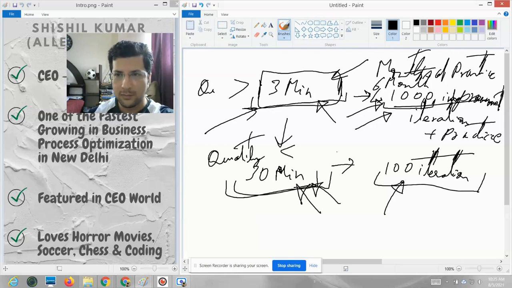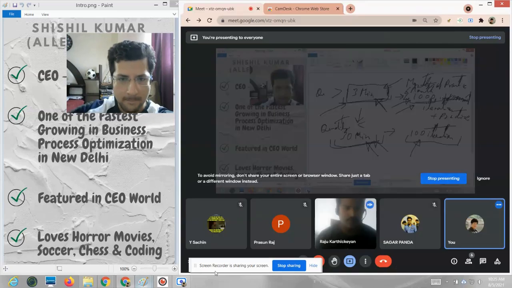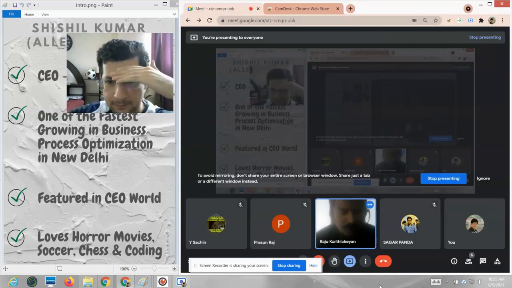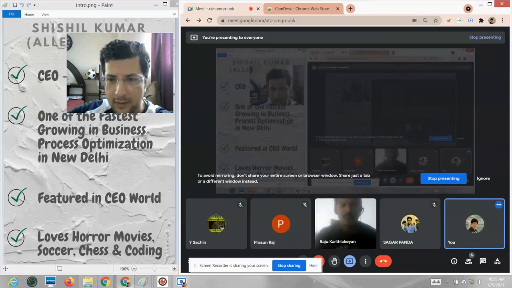So when we are applying the concept of latency reduction, which I will explain later on, basically we are focusing on reducing this length of the feedback loop. That's what I meant by the feedback loop. Yes. Thank you, Sushil. Yep.